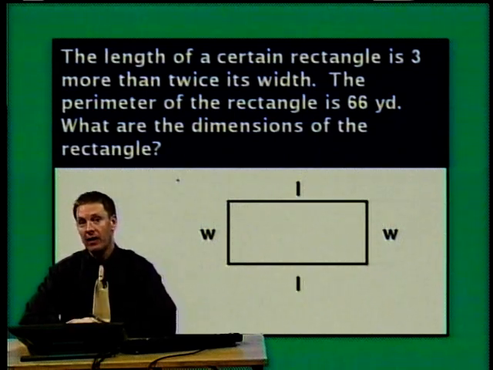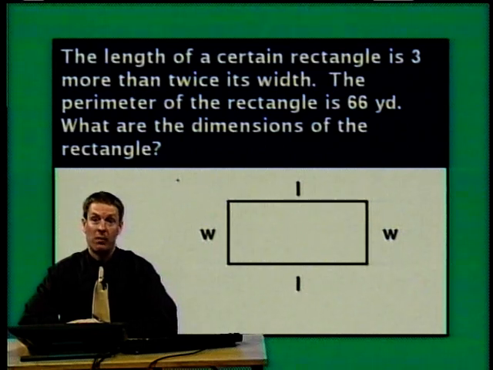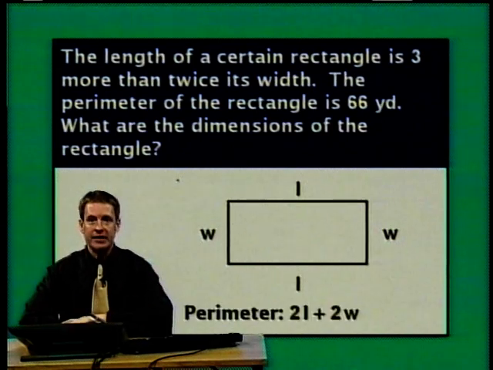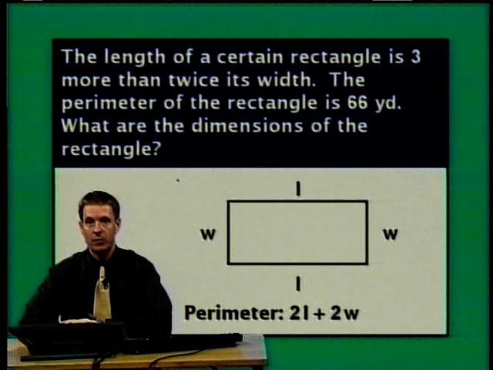Now in our little ferret run example, we saw that the perimeter, L plus W plus L plus W, can be simplified to just 2 times L plus 2 times W. So that's going to be the beginning of my formula that I'm developing for this problem.